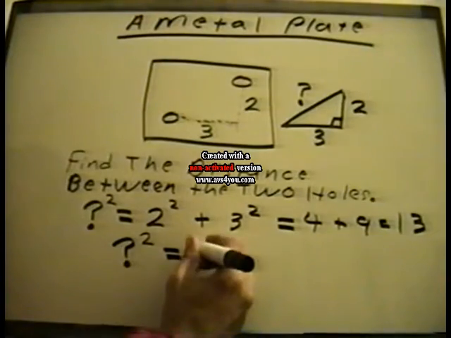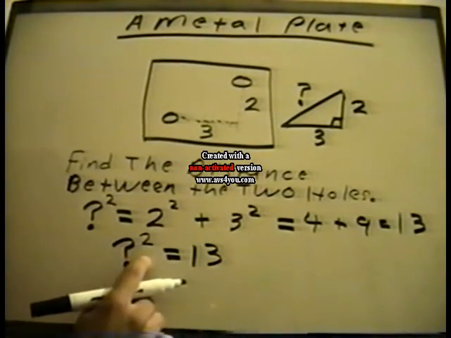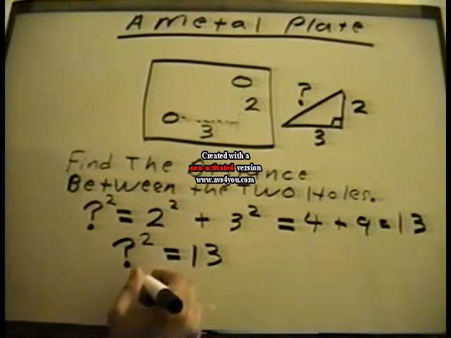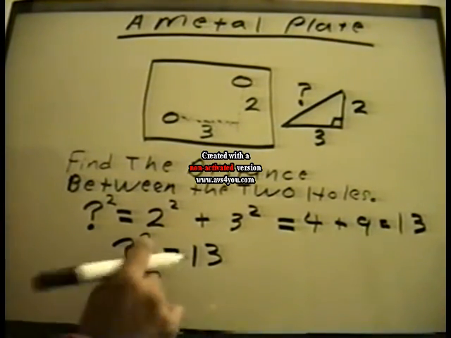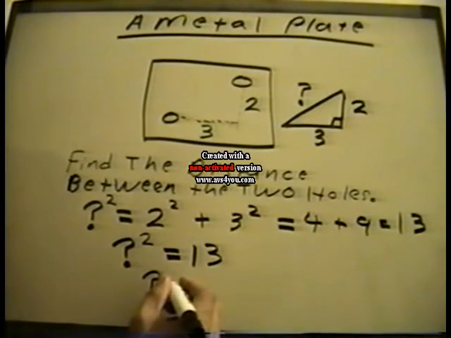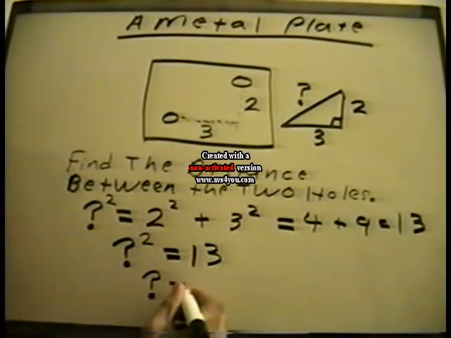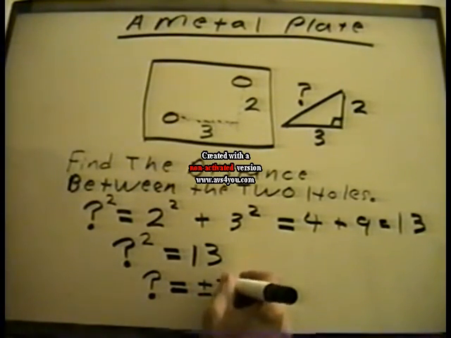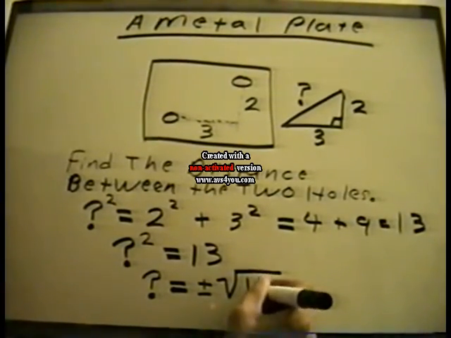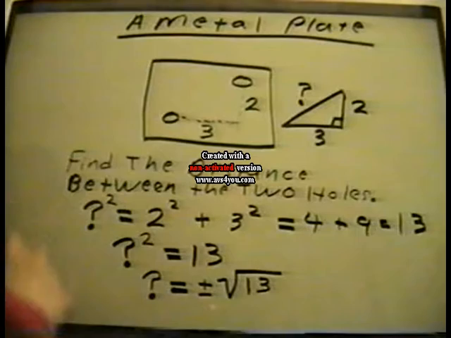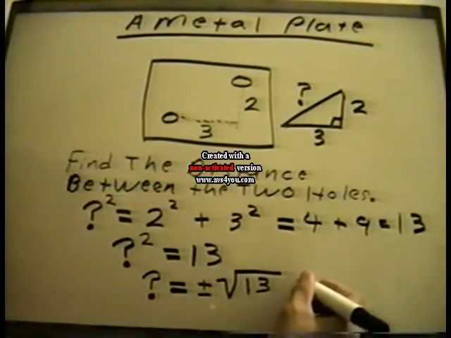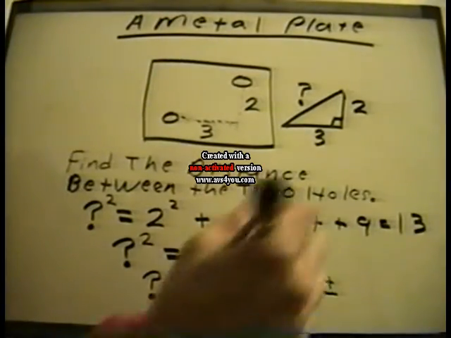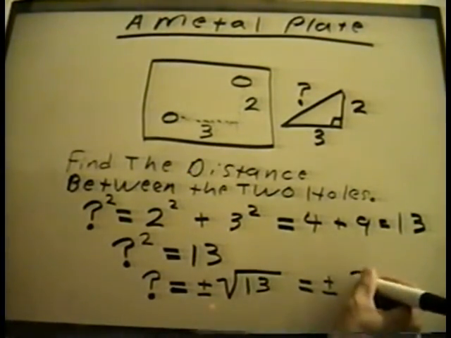So the square of the hypotenuse is equal to 13. So now we apply the square root principle. So our hypotenuse is equal to the positive or negative square root of 13, which is about 3.6.